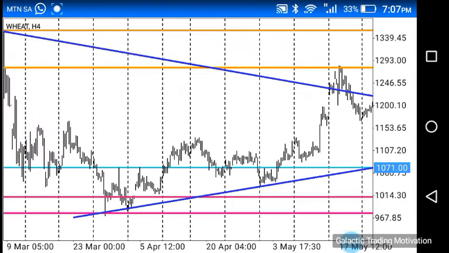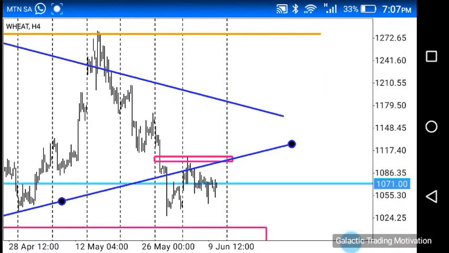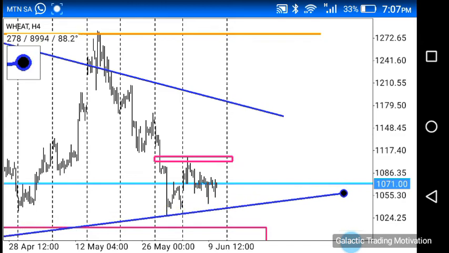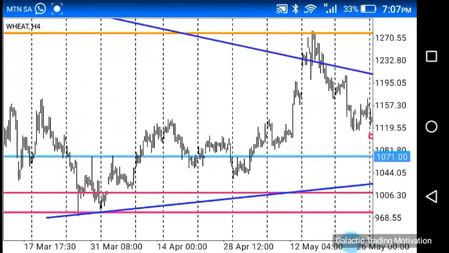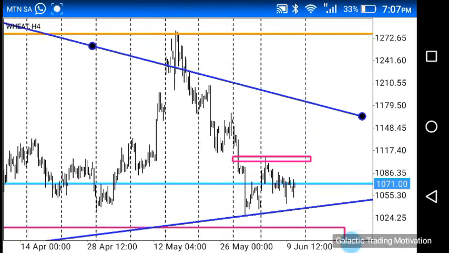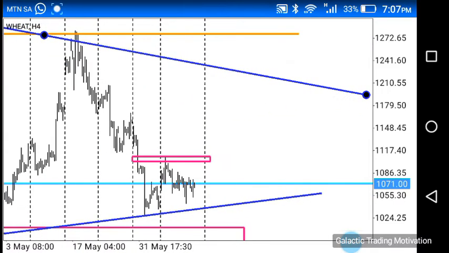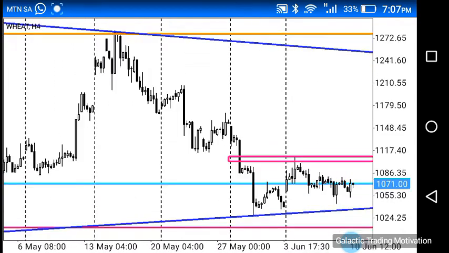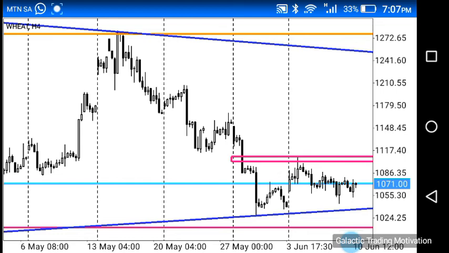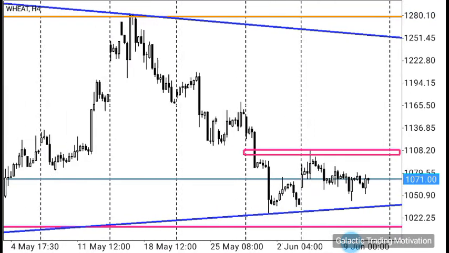On the H4 chart, the first thing that I'm going to do is just fix my trend line. Just bear with me, guys. On this side as well. Okay. So here we are on the H4 chart. So what do we see on the H4 chart? What do we see that is interesting or significant?